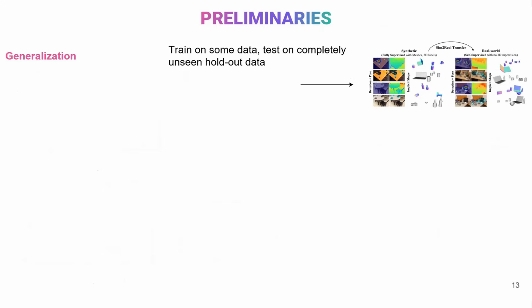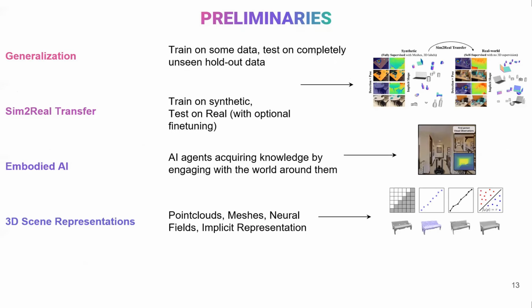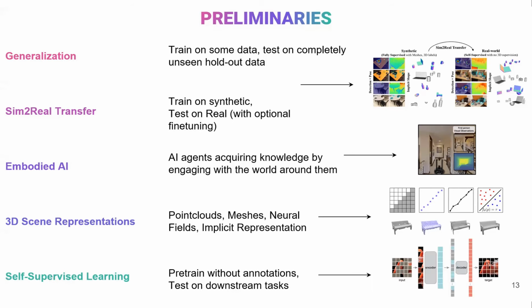Let's quickly recap some of the preliminaries we'll see throughout the talk. First, when we say generalizable systems, we want to train on some data and test on completely unseen holdout data, as you can see by the example on the right. We want to deploy our systems in the real world, so we first train on synthetic data, or a mix of synthetic and real-world scenes, and test on real-world data with some optional fine-tuning. Embodied AI here refers to agents getting their knowledge through real-world interactions. 3D scenes can be represented implicitly or explicitly, as shown here with point clouds, meshes, NeRFs, or neural fields. And lastly, whenever we refer to self-supervised learning, we mean training without labels, and testing the neural network on other downstream, either 2D or 3D, tasks.